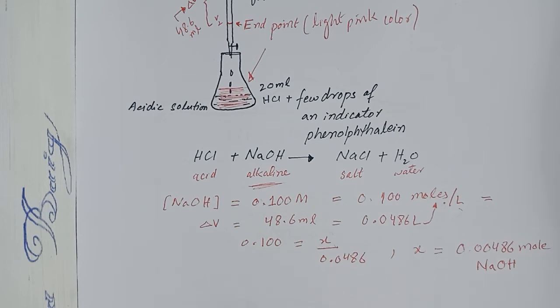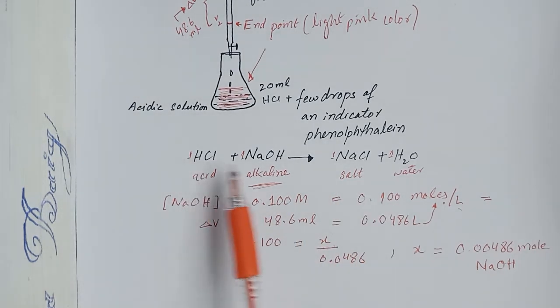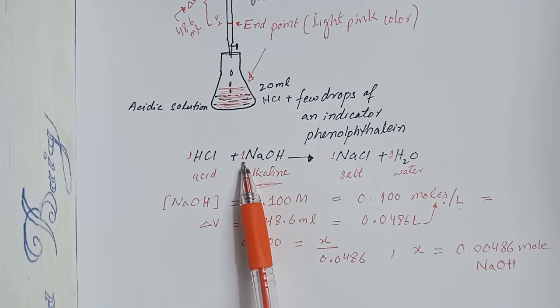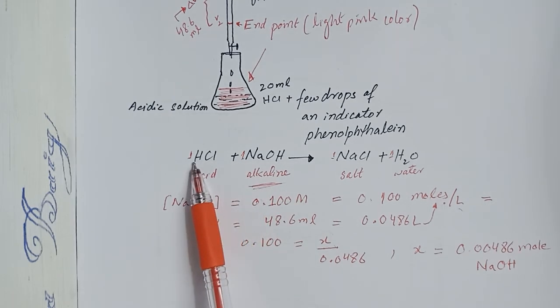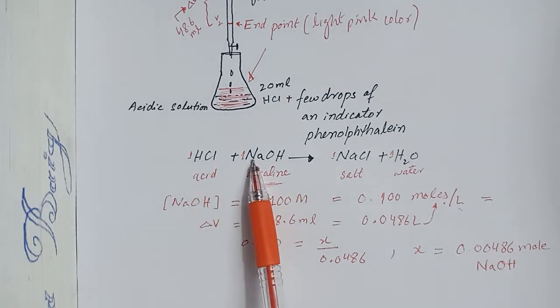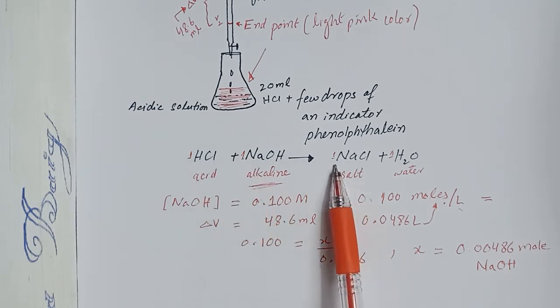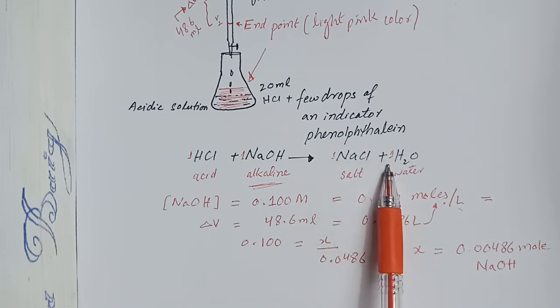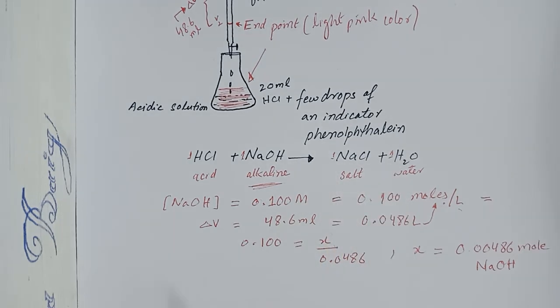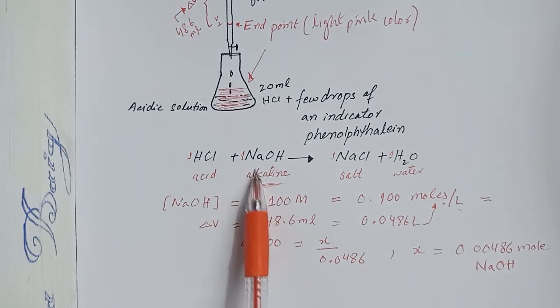So now look at the balanced equation. There is one here and again one for sodium hydroxide. It means 1 mole of HCl must react with 1 mole of sodium hydroxide to produce 1 mole of sodium chloride and 1 mole of water. It means that the acid is being neutralized by sodium hydroxide through a 1:1 ratio.